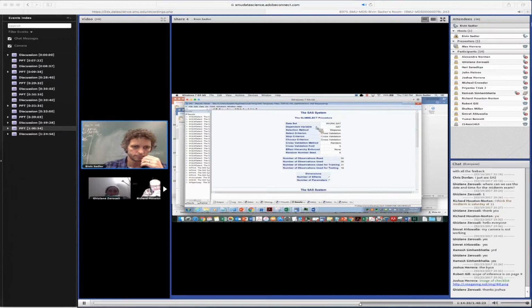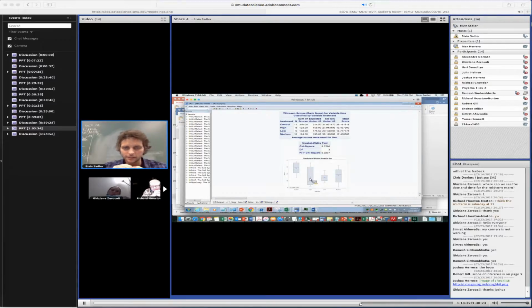This is some stuff you'll do next semester, the PROC GENMOD select. Very fancy stuff coming. Well, it seems like it runs fast when I come over here, so I'll come back over here.